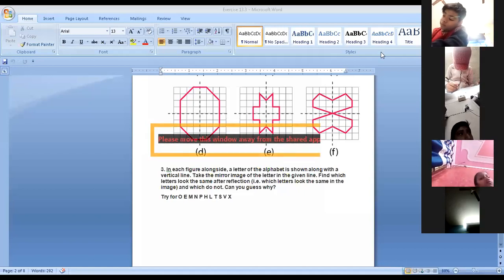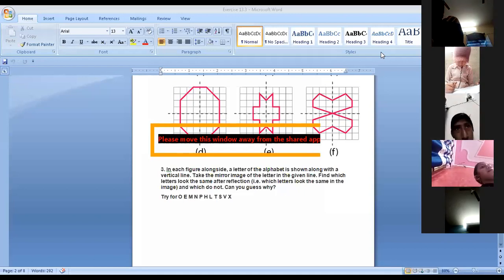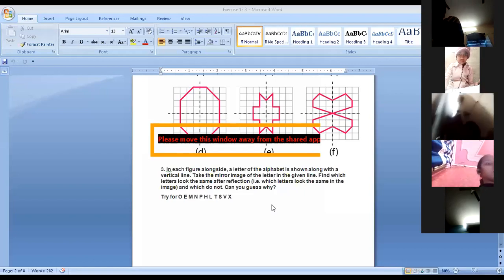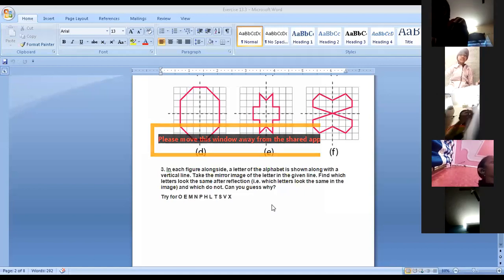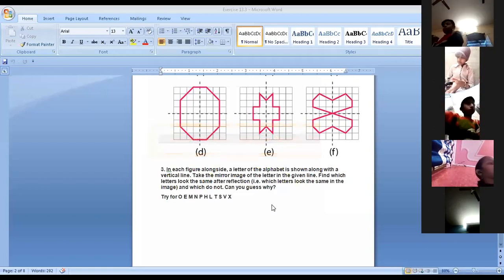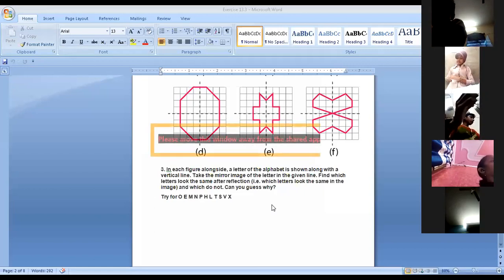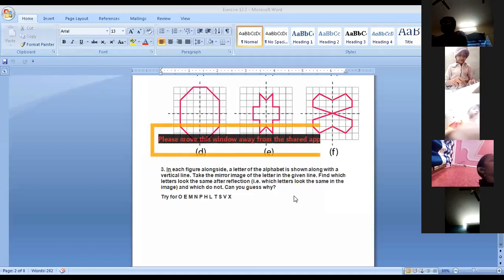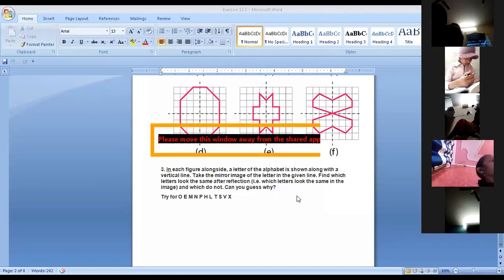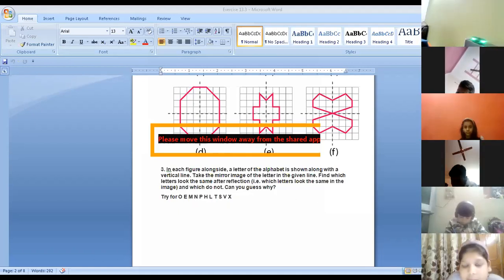In question number 3, it is given that in each figure alongside a letter of the alphabet is shown along with a vertical line. Take the mirror image of the letter in the given line. Find which letters look the same after the reflection. You have to see which alphabets look exactly the same when you are seeing those alphabets on a mirror, and which do not. Can you guess why? Try for the alphabets which are given here: O, E, M, N, P, H, L. Which alphabets look the same and which are not?